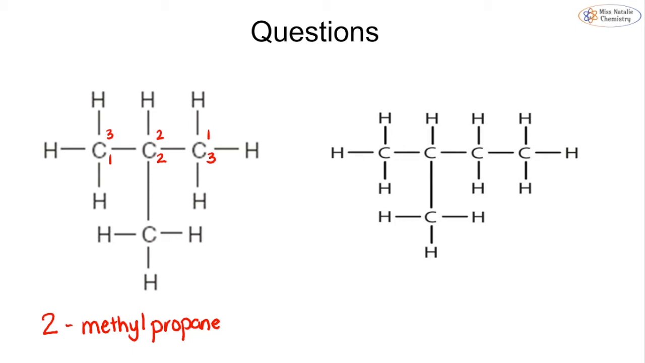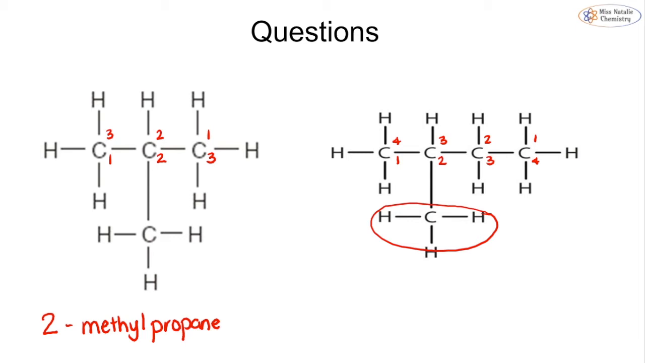I then do the same thing for this second example, so I want to identify my longest continuous chain, and that's the 4 carbons in the centre. I'm then going to number 1, 2, 3, and 4, and then 4, 3, 2, 1. Again, I have a methyl chain here, and I need to decide what carbon number this is going to be on. And this is where I compare my two numbers. So it can either be on carbon number 2 or carbon number 3.